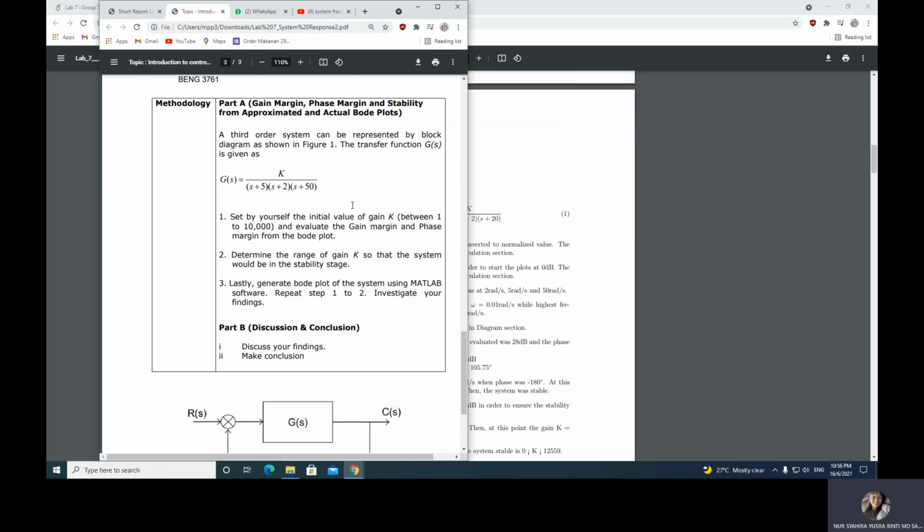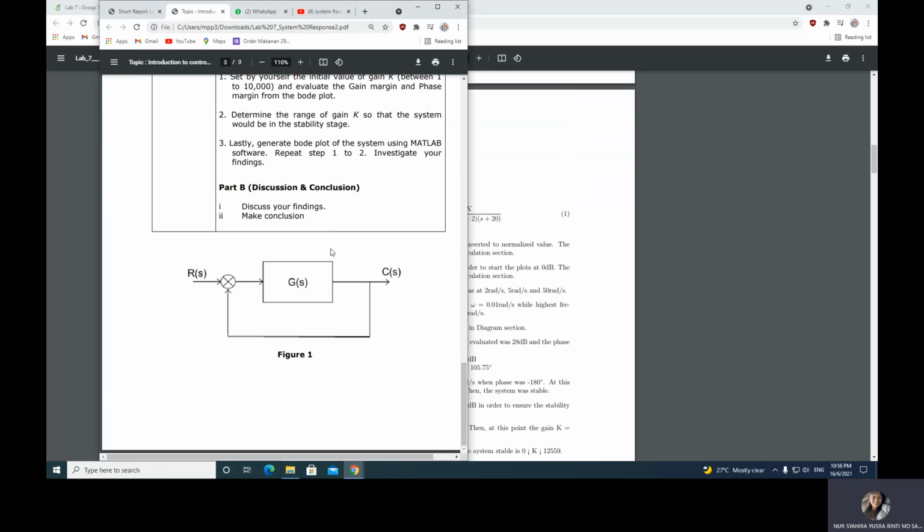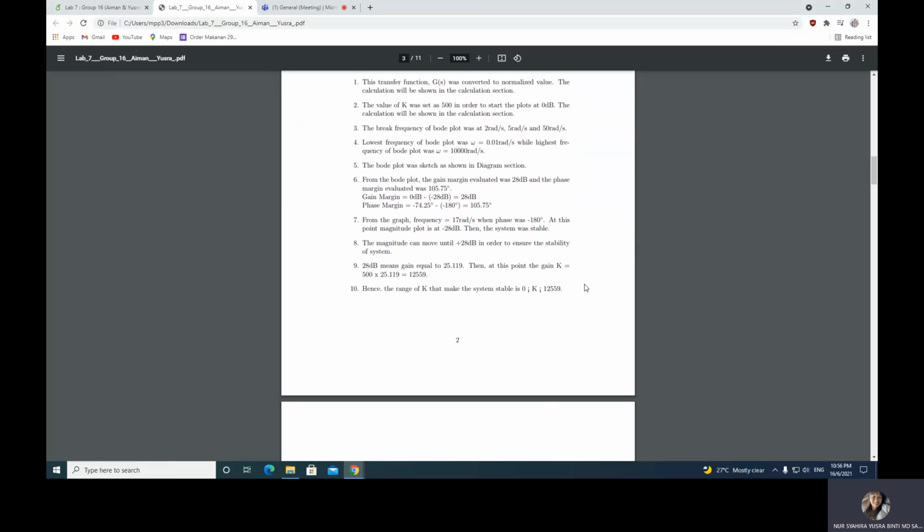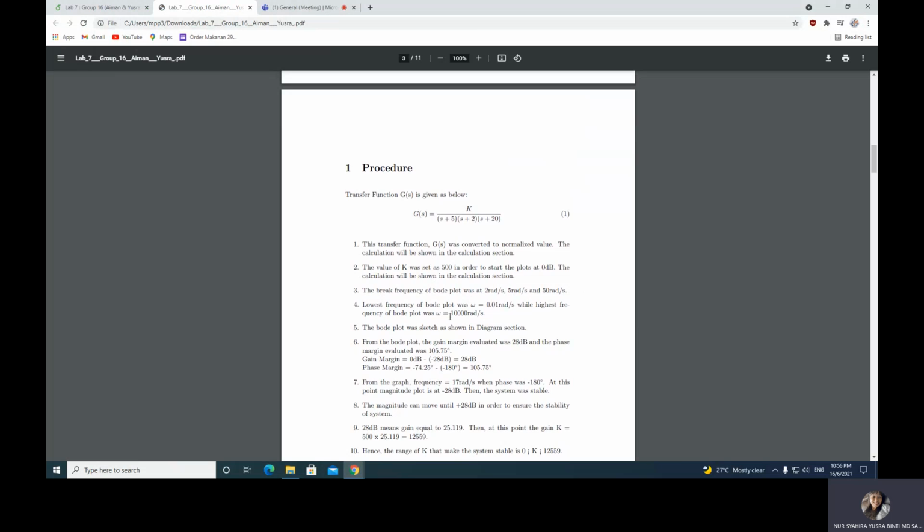We are given this equation for the transfer function and also the block diagram for it. We have two parts, which are part A and part B. It asks us to find the gain margin, phase margin, stability, and approximated and actual Bode plots. Basically we've done the calculation, and we also break the frequency of the Bode plot at 2 radians, 5 radians, and also 50 radians per second.